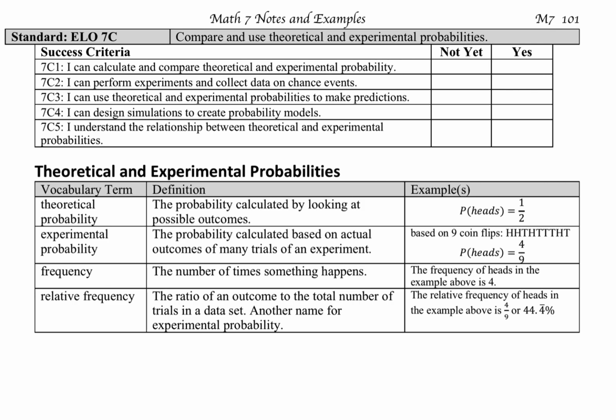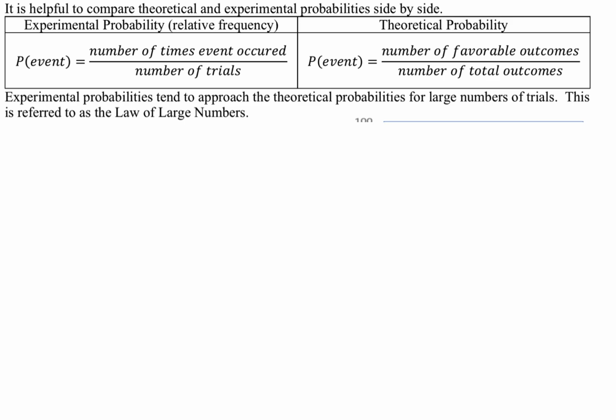Frequency is the number of times something happens. For example, the frequency of heads in the example above is 4, because heads happened 4 times. Relative frequency, the ratio of an outcome to the total number of trials in a data set, another name for experimental probability. The relative frequency of heads in the above example is 4/9, or 44.4%. It is helpful to compare theoretical and experimental probabilities side by side.